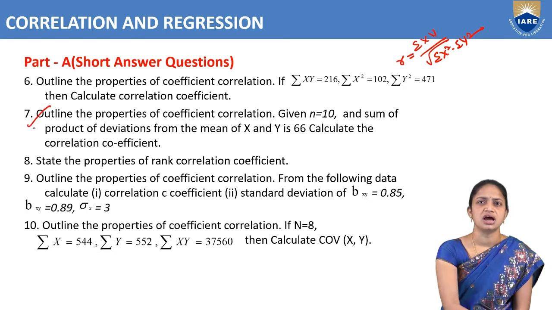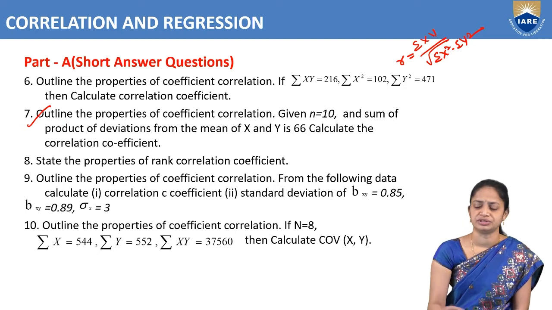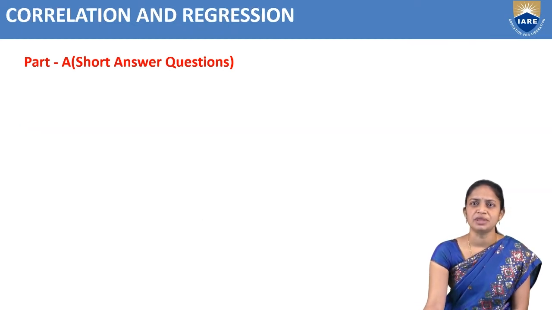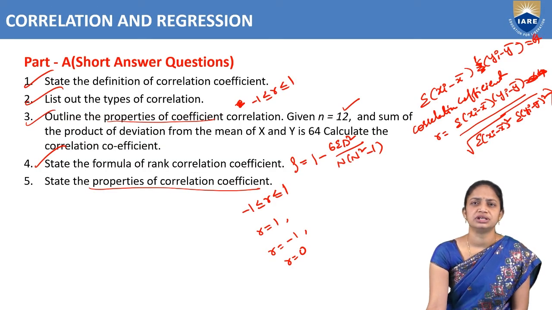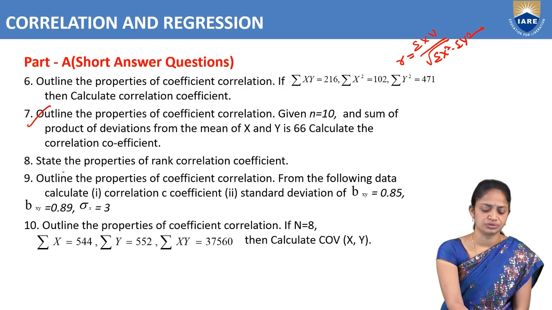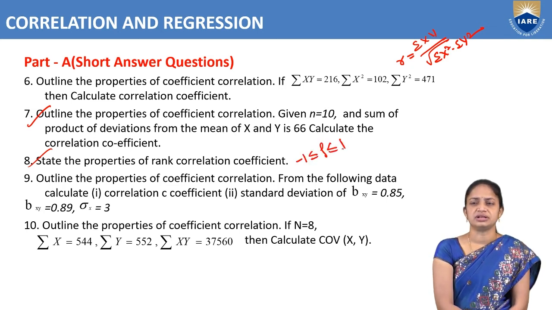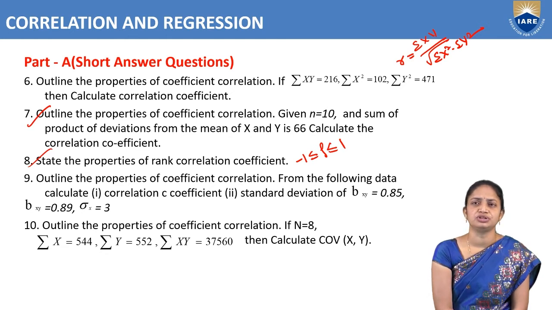Next question is outline the properties of correlation coefficient, given n equal to 10 and sum of product of deviations from the mean of x and y is 66. Calculate the correlation coefficient. This is like a previous problem we have already discussed, so we can solve it like the third problem. Now, properties of rank correlation coefficient. Rank correlation coefficient is denoted with rho, and it always lies between minus 1 and 1.